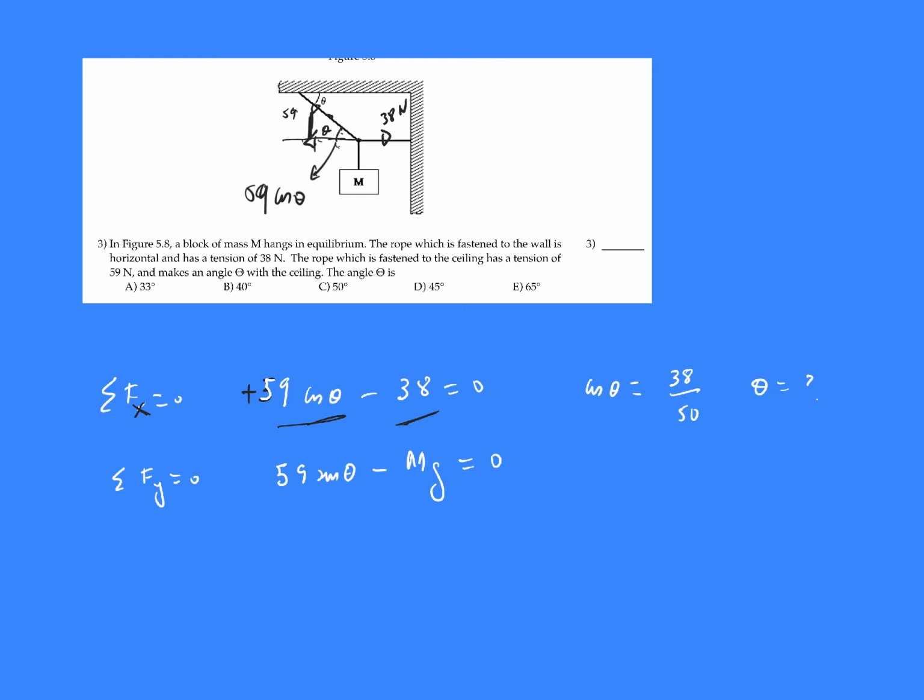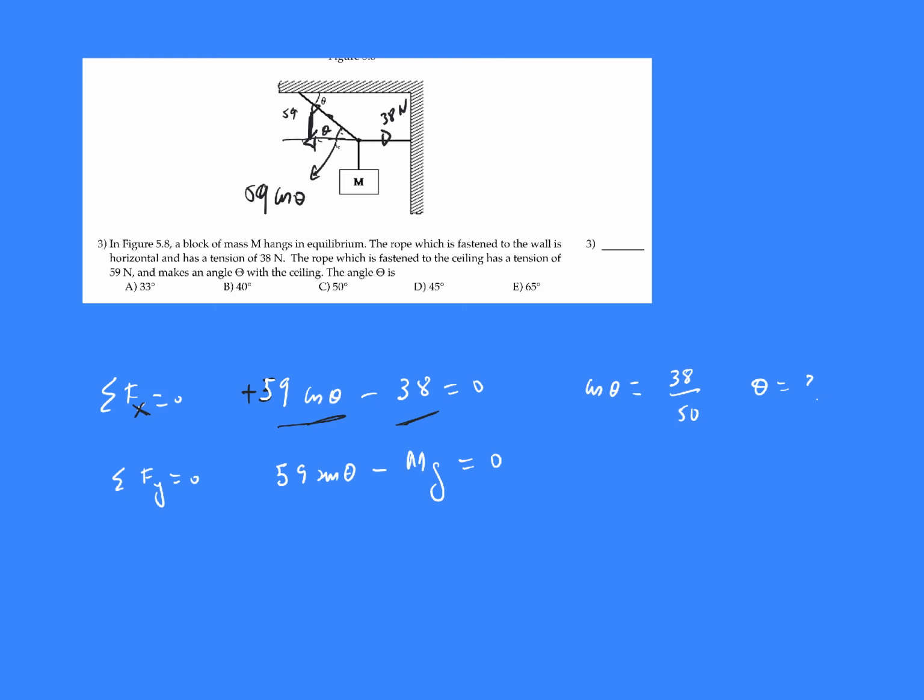59 cosine of theta is the component of the force of 59 in this direction. So from here, I can find cosine of theta, and using your calculator, you can find theta. If you do the same for the y direction, you will find 59 sine of theta minus mg equals 0. So you had better not use this equation because you don't know what the mass m is.